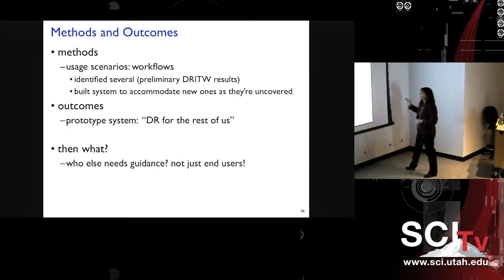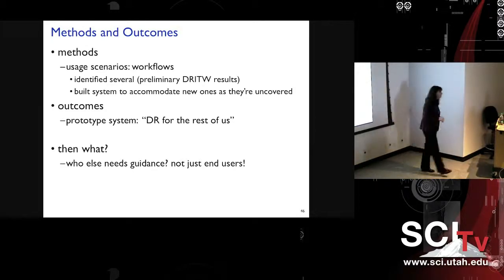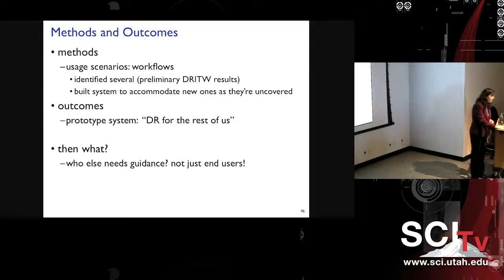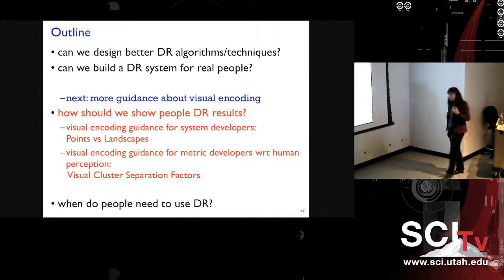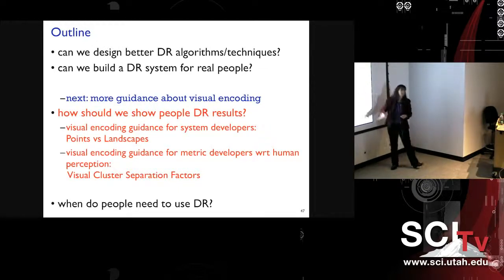So for the then what on this, the question is, well, who owns guidance? And once you put on your guidance hat, you start realizing many, many people might benefit from some guidance. And it's not just middle ground end users of DR. So this question of guidance, what about some guidance on what sorts of visual encoding techniques are appropriate? So this is now coming down to the visual encoding technique level in the nested model. So this question of how should we show the results to people?